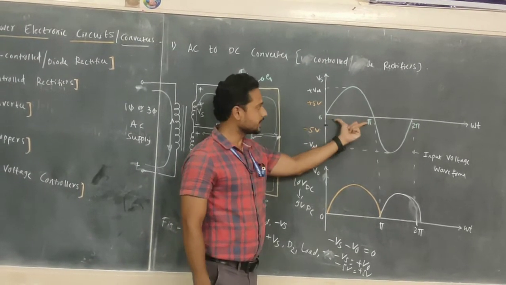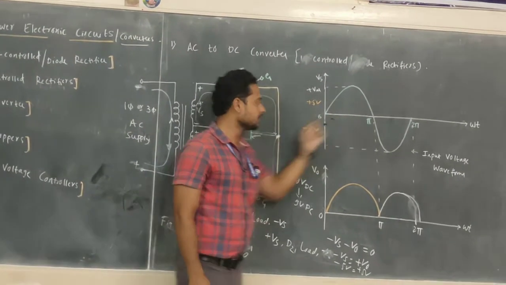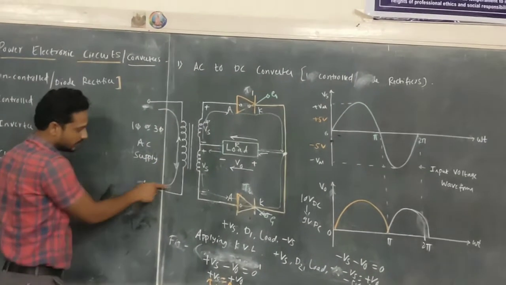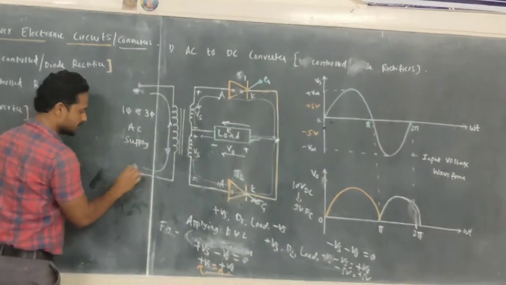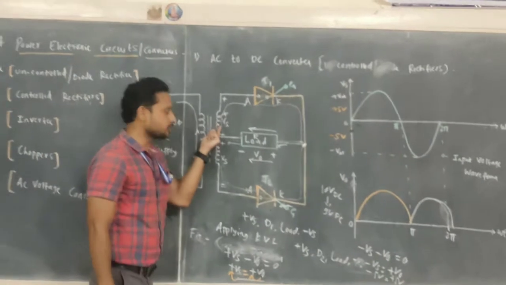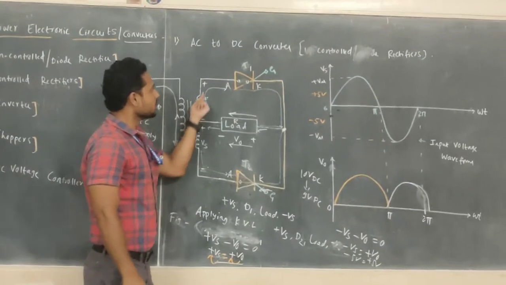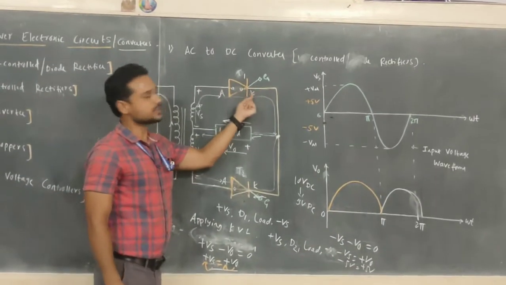During the positive half cycle of input voltage from 0 to pi, the direction of flow of current will be like this. This will be positive, this will be negative. So again, the upper portion of the secondary winding gets energized. Now current will try to flow through this thyristor T1.